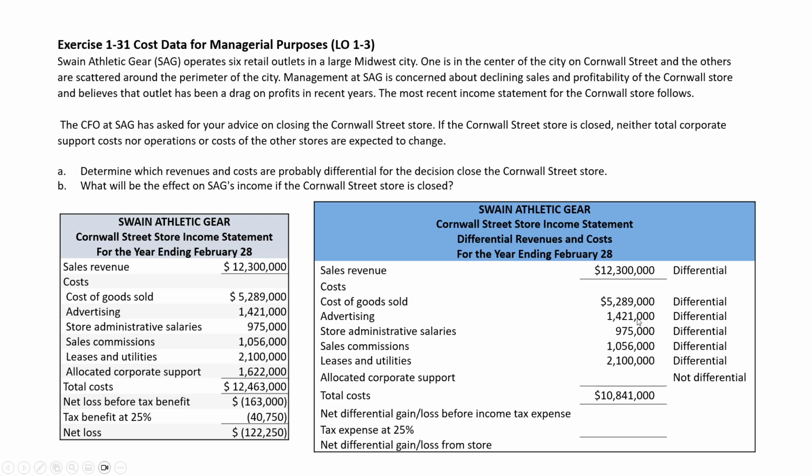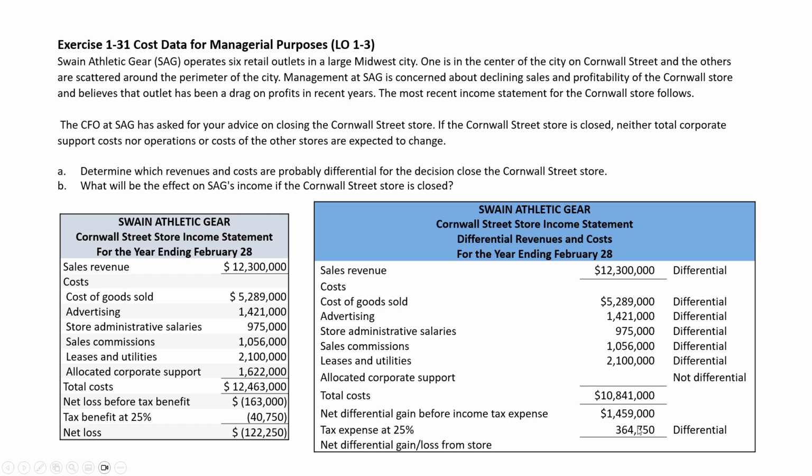Adding up the other 5 costs that are relevant or differential, they add up to $10,841,000. Subtract that from the sales revenue that's relevant of $12,300,000, and we have a gain from continuing operating the store before we factor in income tax of $1,459,000. We also have to consider that we have to pay taxes. So if we take 25% of that $1,459,000, that tax is differential of $364,750. If I don't have the store, I don't have to pay the taxes.